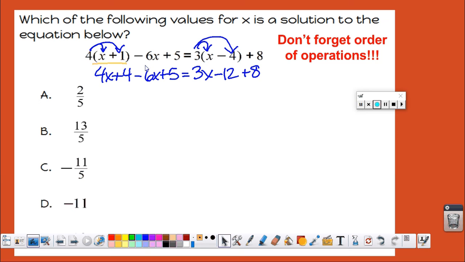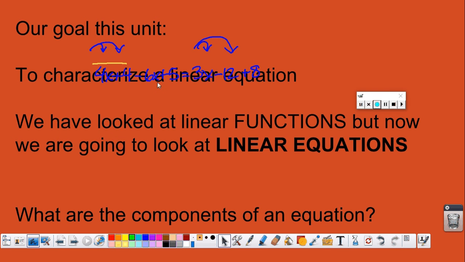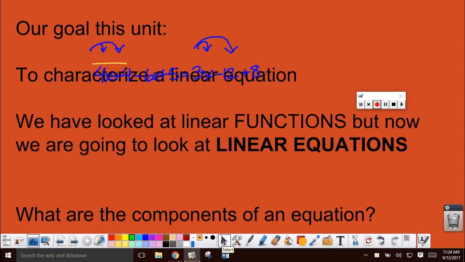Negative 6x and... Whoa, what happened? Go back. Oh.